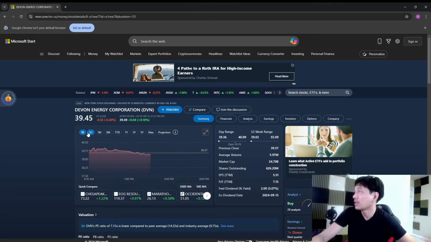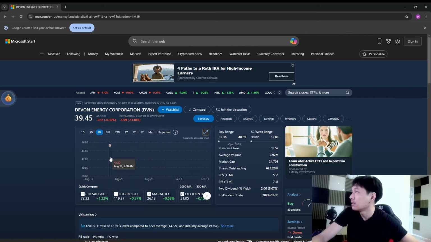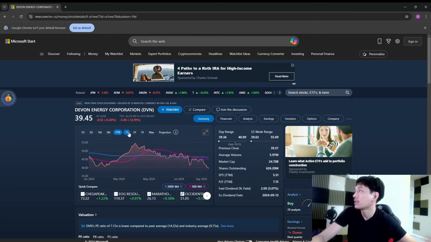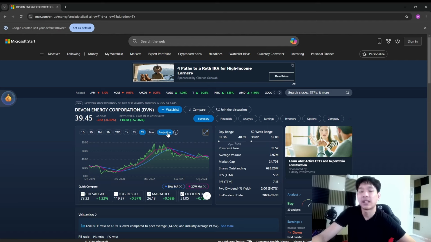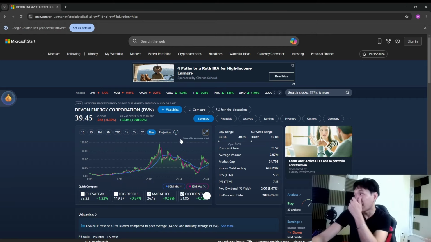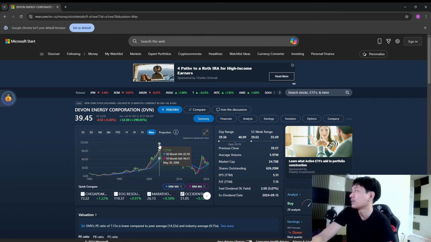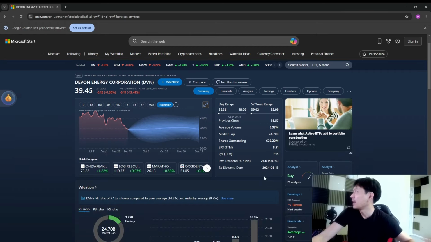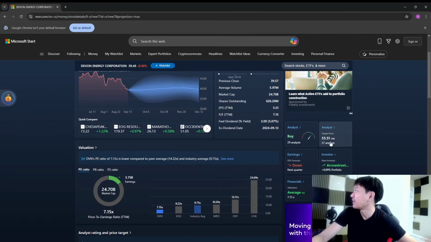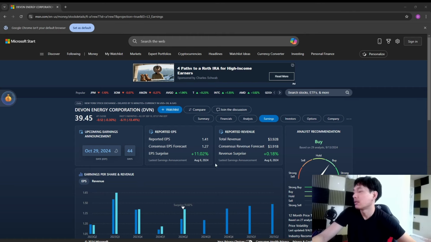Now, looking at the one day market, it is worth $39.45 right now. The 1 month, it's been dropping. Year to date, it's down 12.91%. 1 year is down 20.59%. 3 years is up 32.43%, and the 5 years, it is up 57%. It's not at its all-time high; the all-time high was in 2007. And the analysts believe that this is going to hit $55.51 in 1 year.